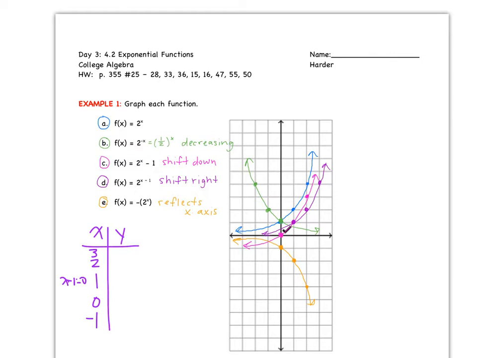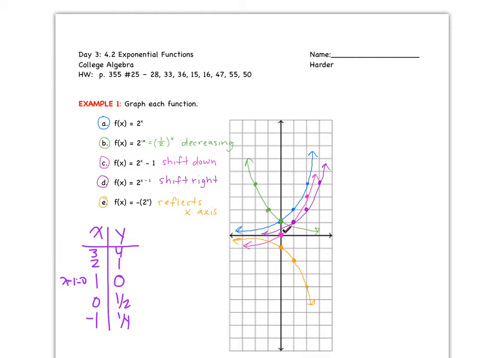So when x is 1, we get y to be 0. So now we're at the point 1, 0. When x is 2, we get y to be 1. When x is 3, we get y to be 4. And when x is 0, we get 1/2 and then 1/4. All right, so you're noticing we're just shifting to the right 1 unit here.